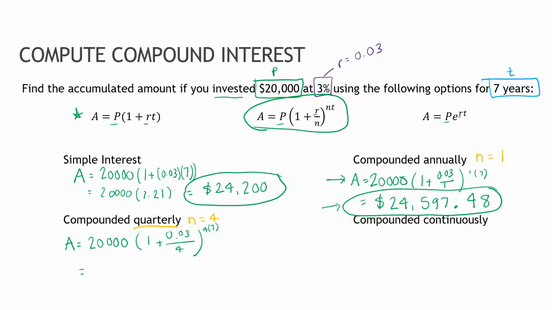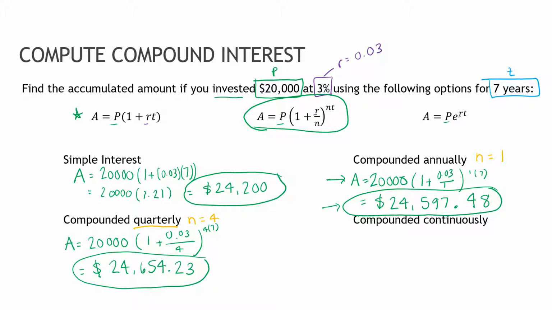From here, I'm going to plug it in just as it looks into my calculator. 1 plus 0.03 divided by 4, close the parenthesis, and take that to the 28th power, because I can take 4 times 7 in my head. And then I get 24,654.234, so that rounds to 0.23.